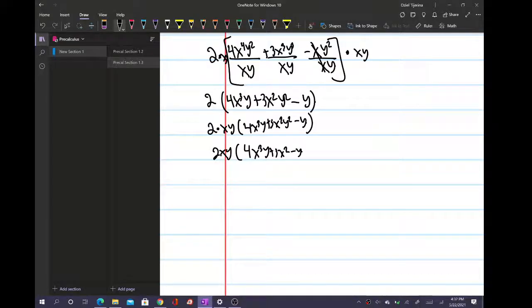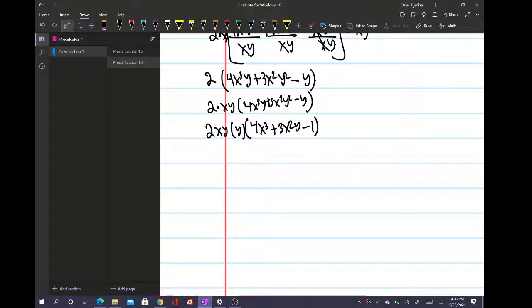So then I say 2xy times 4x cubed y plus 3x squared minus y. So basically, now we can go ahead and factor out a y, right? So that means we have 2xy times y times 4x cubed, we're going to take the y out, plus 3x squared y minus 1, right? And this gives me 2xy squared times 4x cubed plus 3x squared y minus 1.